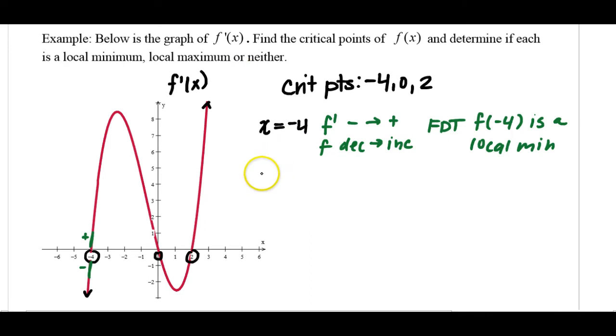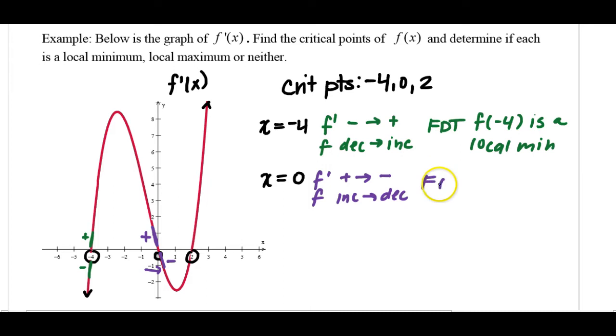Now let's analyze what's happening at the next critical point, 0. So near 0, as I move from left to right, I start out above the x-axis, so I start out with a positive derivative, and then I switch to being below the x-axis, so I change to a negative derivative. So near 0, f prime changes from positive to negative, which means f changes from increasing to decreasing. So by the first derivative test, f of 0 is a local max.